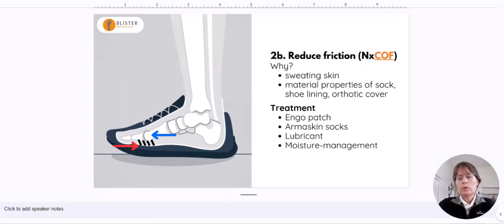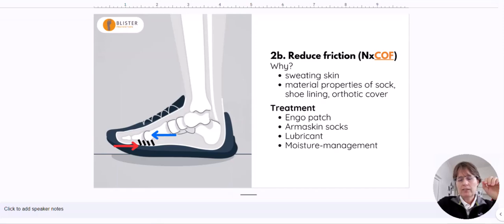The second way to reduce friction force is to think about the coefficient of friction. So this is just the nature of the interaction of 2 materials against one another. Why do we have a high coefficient of friction in the shoe under the forefoot? Well, our feet sweat, obviously, and also the material properties of the sock and the shoe lining. So how can we manage that? Well, we can use Engo patches. So what we're doing here is we're getting slippage sooner than if we didn't have it, and that slippage is happening between the shoe surface and the sock. The sock is able to slip and slide over it.